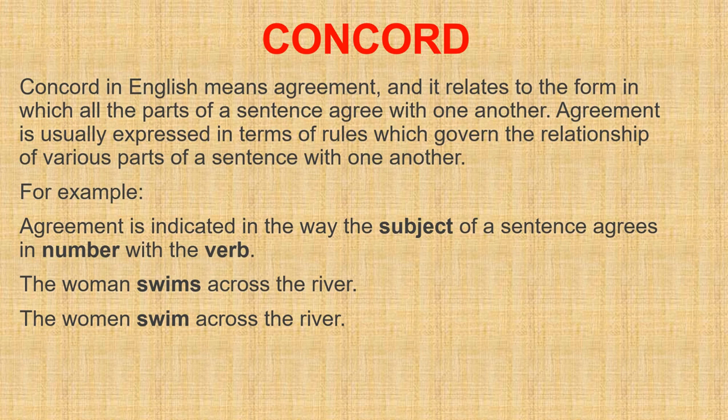For example, the woman swims across the river. The verb is indicated in bold print. The woman is the subject and it is singular. So the verb must reflect the singularity of the subject. And the other example, the women swim across the river. Here, the women is plural in number, and so it must be reflected in the verb swim.